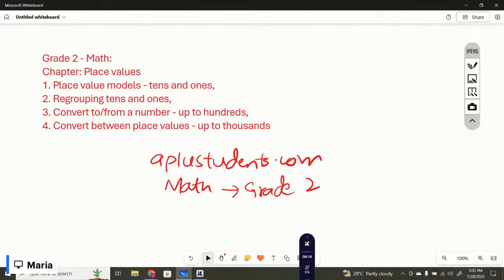There you can find a list of the chapters. We're going to start with the chapter place values. The lessons we're going to cover today are place value models tens and ones, regrouping tens and ones, convert to from a number up to hundreds, convert between place values up to thousands.